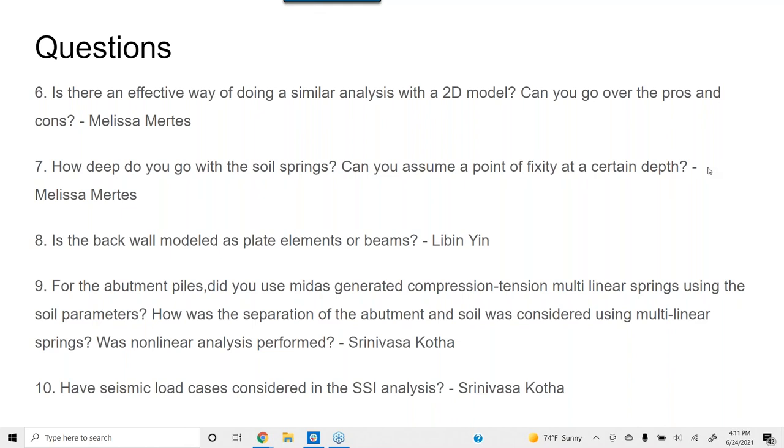Okay, yeah, that would be fine. And then I'll just send you the rest via email. And for seismic, I didn't consider a seismic node in this design. You can consider a seismic node, but in this project, I didn't.